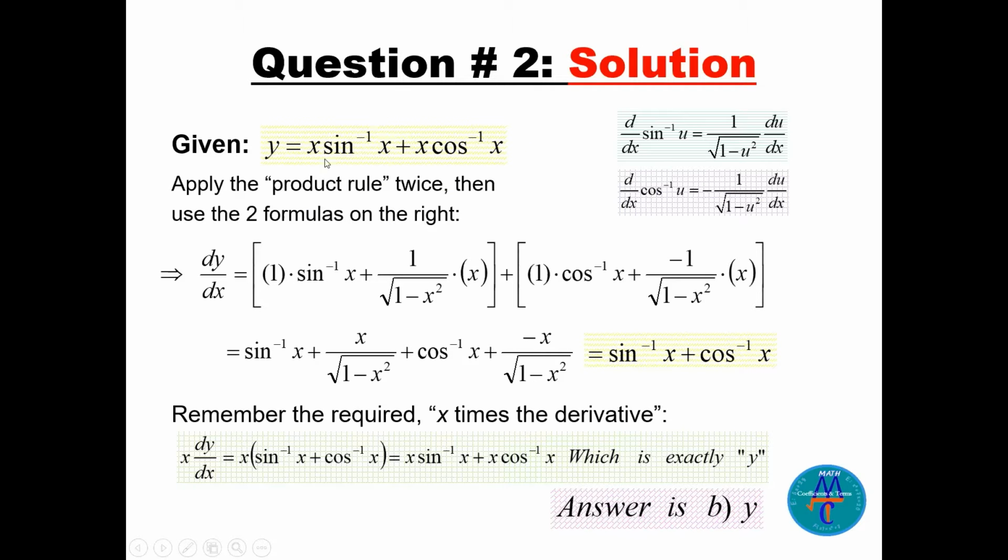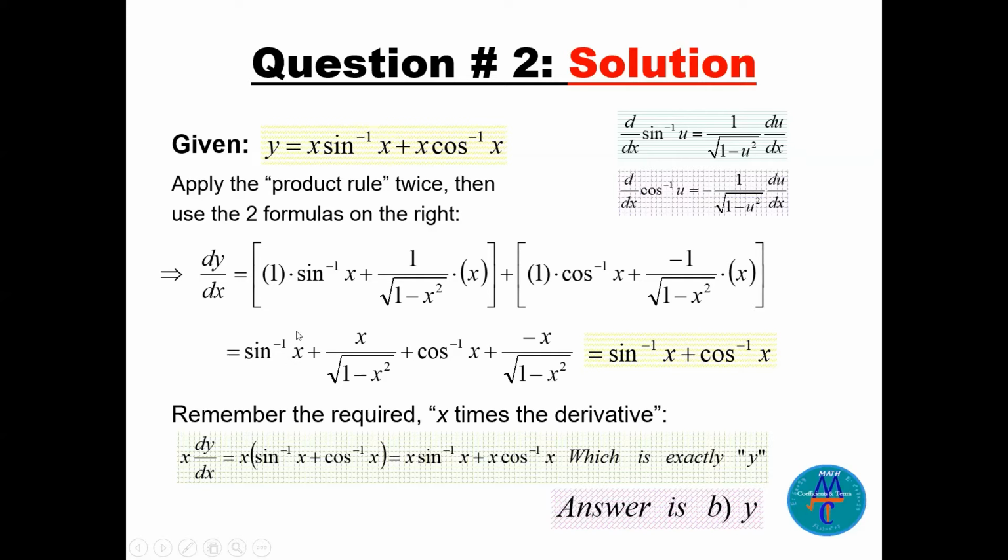So here we have to apply the product rule twice, for the first 2 functions and the second 2 functions. So let's start. dy over dx will be 1 times inverse sine of x plus 1 over square root of 1 minus x squared, the derivative of this inverse sine of x, times the x, plus the same idea we can apply here for this product. And here we have the derivative of inverse cosine of u. And here we have only x.